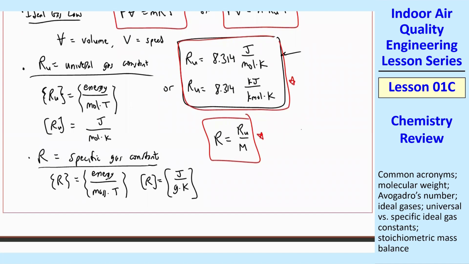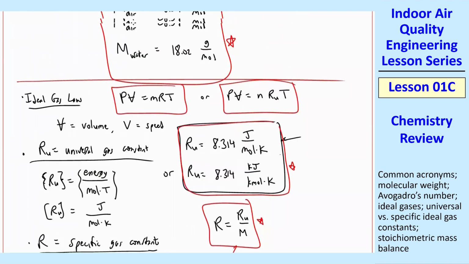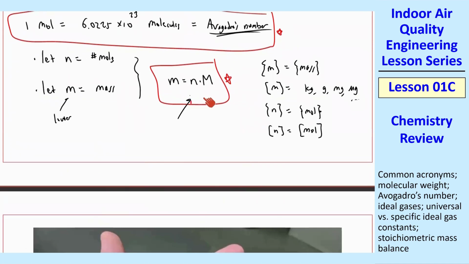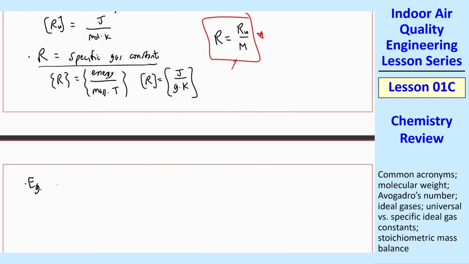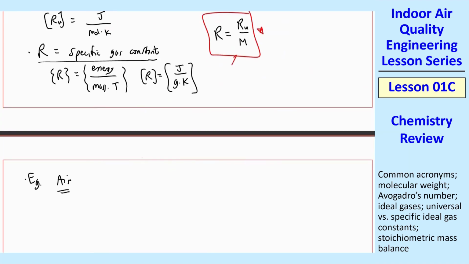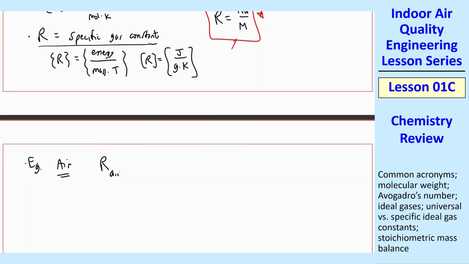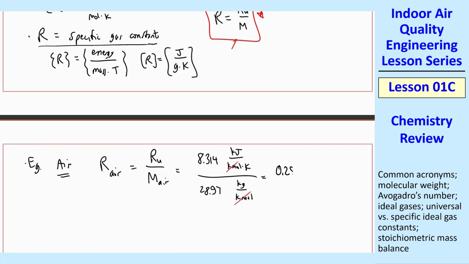You can verify the units of R by plugging units into here, and using this equation also to convert from mass to number of moles, and vice versa. You can prove that this is true. For example, let's take air, since we're talking about air pollution, and air will be the main gas in this course, which we're assuming is an ideal gas. So R of air is equal to RU over M of air, 8.314 kilojoule per kilomole K over 28.97 kilogram per kilomole. Kilomoles cancel, as you see there. This turns out to be 0.2870 kilojoule per kilogram K.